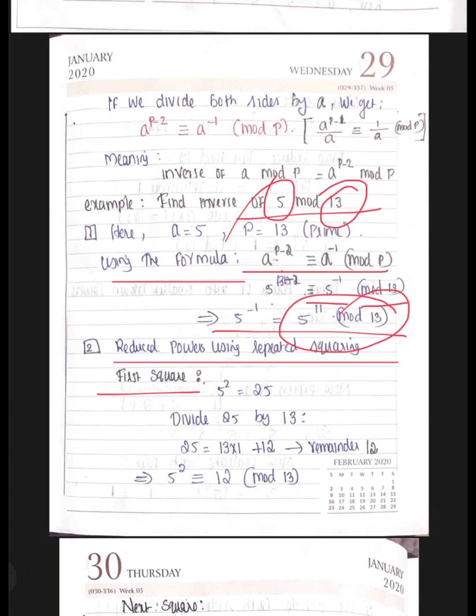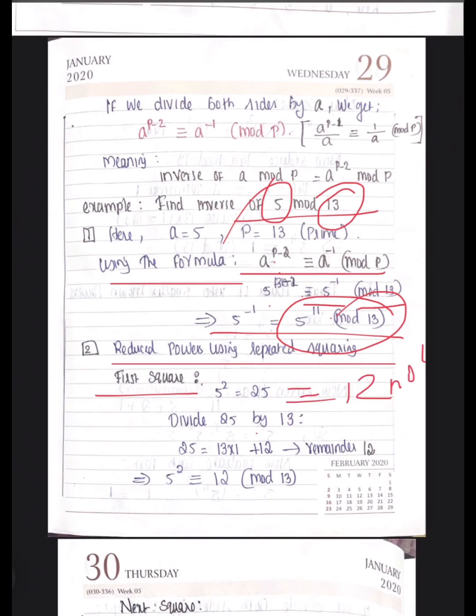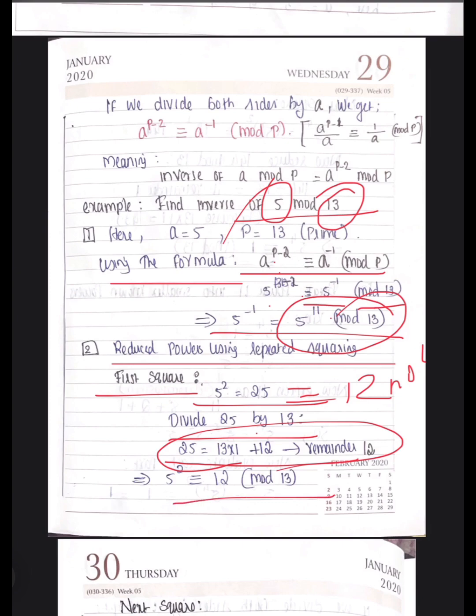First one is the first square. Here 5 squared equals 25, which is congruent to 12 mod 13. Then 5 squared equals 25, and we divide 25 by 13. Using the division formula, 25 equals 13 times 1 plus 12. In this case the remainder becomes 12. So 5 squared is congruent to 12 mod 13.